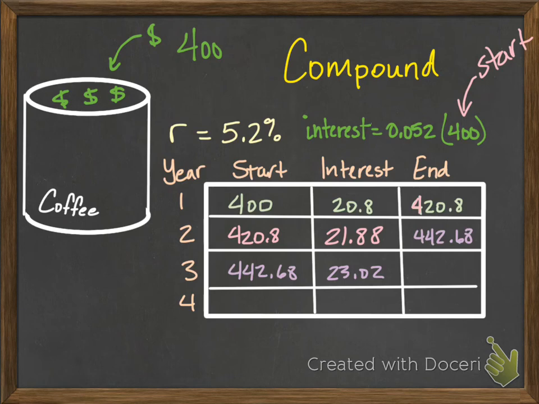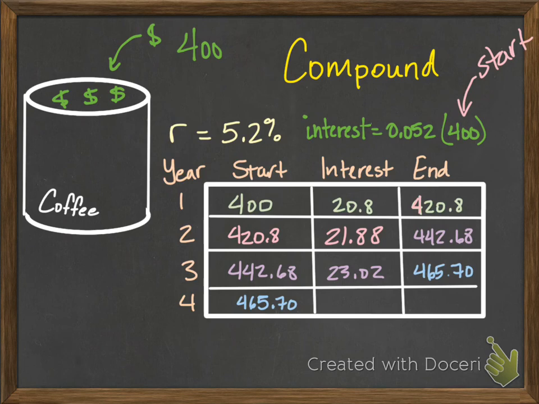So 23.02, not times, it's plus. I was like, oh my goodness, it jumped to 10,000. Okay, 442.68 plus 23.02. So now I have $465 and 70 cents. So that becomes my new start value, so 465 and 70 cents.